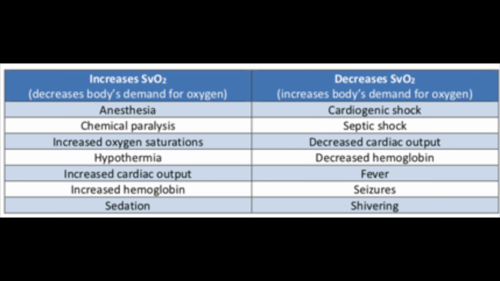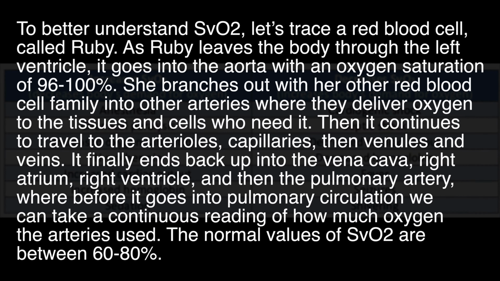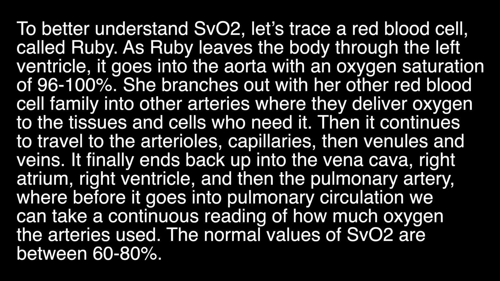Decreases SvO2: increased body's demand for oxygen, cardiogenic shock, septic shock, decreased cardiac output, decreased hemoglobin, fever, seizures, shivering. To better understand SvO2, let's trace a red blood cell, called Ruby.